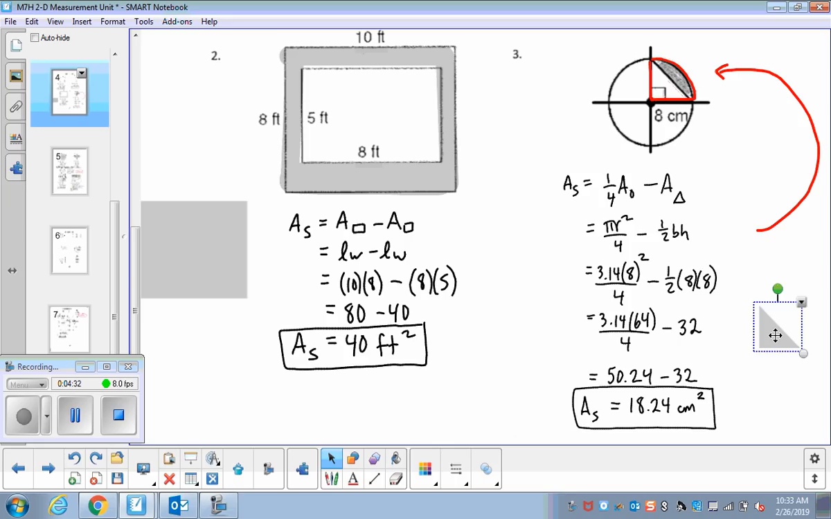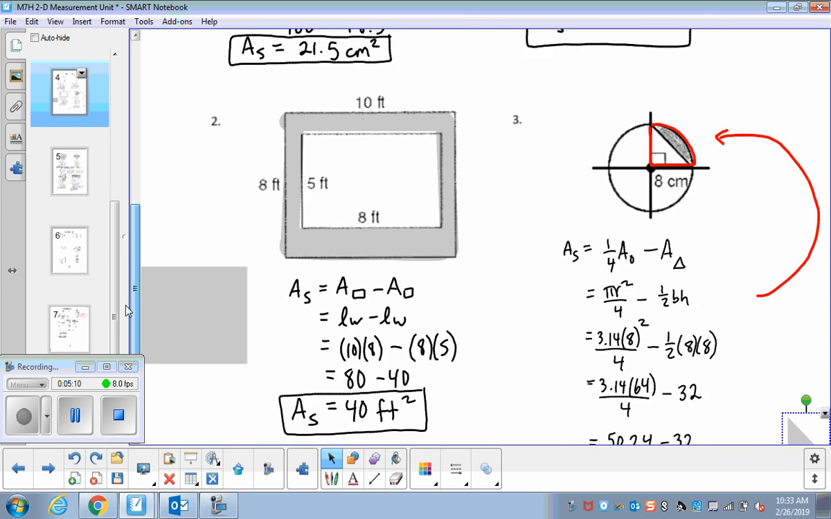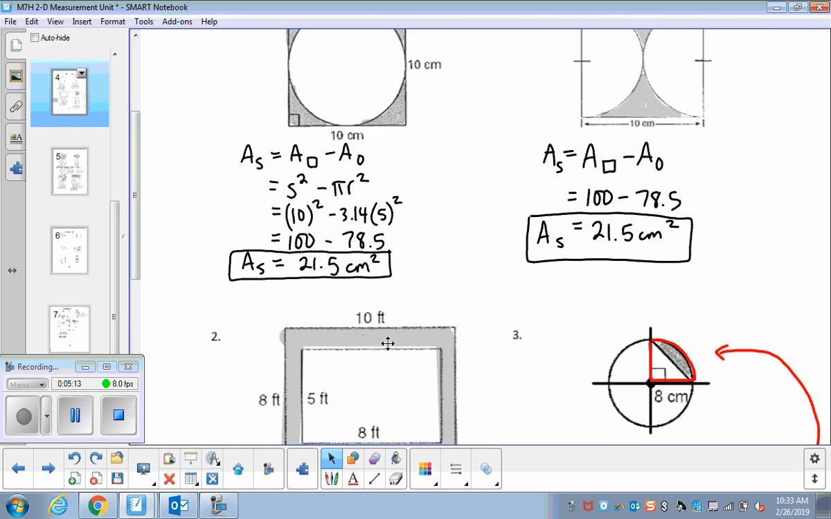So now what we're going to do is subtract the 32 from this 50.24, and this little shaded region that's left over is going to be 18.24 square centimeters. Now you'll notice in my work that it has switched from an AT to an AS. That's because we're no longer adding up to find a total area. We're now subtracting to find the area of a shaded region. And so the S here is what I'm using to represent the area of a shaded region. The S here is the side that's getting squared for the area of this square. So that takes care of this page for the area of these shaded regions.